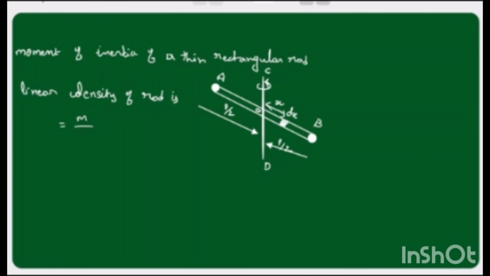Right? And here I am considering a small element dx at a position x, at a distance x from the rotational axis. So the linear density of the rod is M by L. We know that the linear density is equal to mass per unit length, M by L.